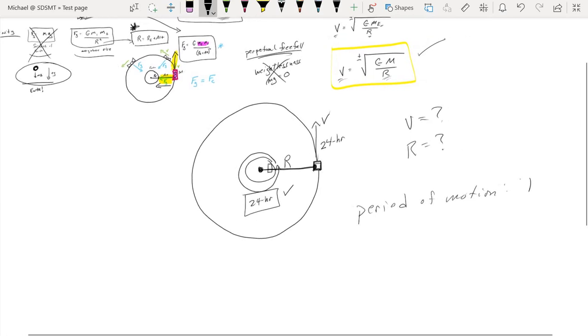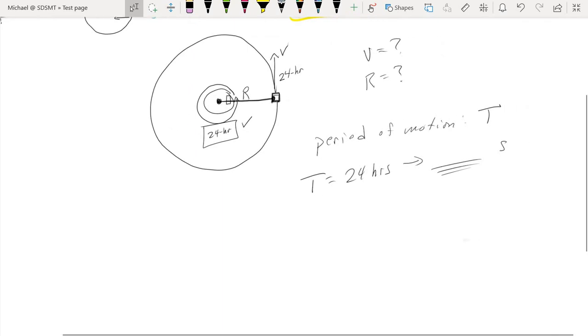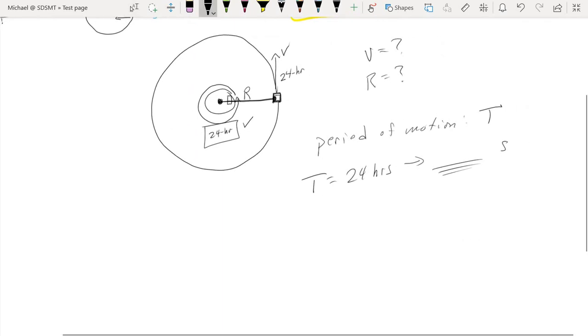So the period of motion, capital T, is the amount of time that is required to complete one event. In this case, the event is one complete orbit around the Earth. Well, we already know what that is. It's 24 hours. And we might want to convert that to seconds, just because that's the unit that we need to be using for all of our physics. But how do we calculate the time that is required to go around this path?